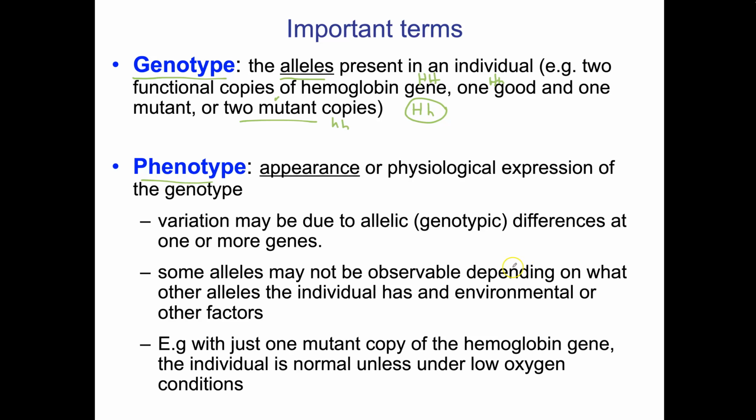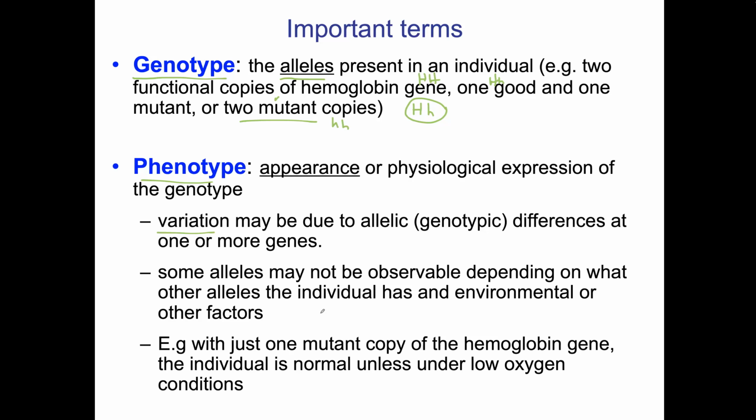So the phenotype of an individual will be variable. Each one of us, our DNA is remarkably similar, all of us, me and the TAs and you in the class. But we all have some differences, and that's due to the allelic, the genotypic differences at multiple genes. And as I said, some alleles you can't necessarily observe depending on what other alleles the individual has, and what environmental factors there are, and so on.